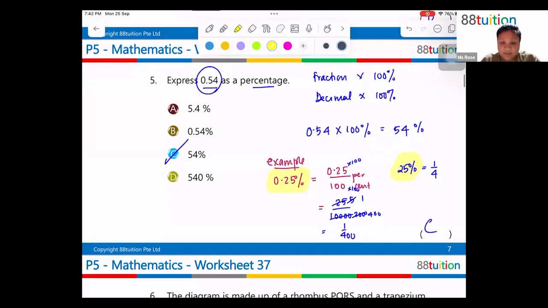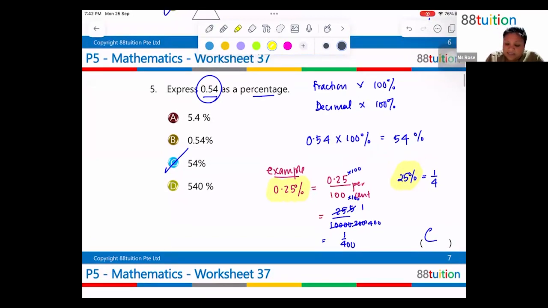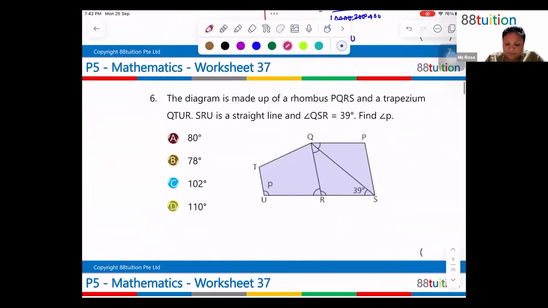Percent: per means over, the line over. Cent is 100, so 0.25% means 0.25 over 100. Can you please take note? This is just an example that I added to this question.